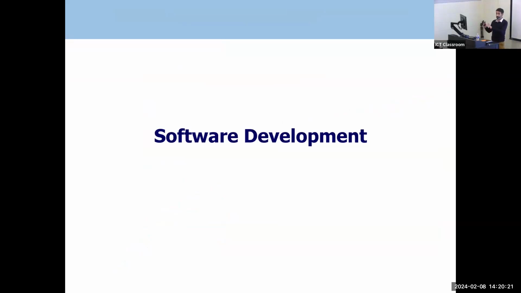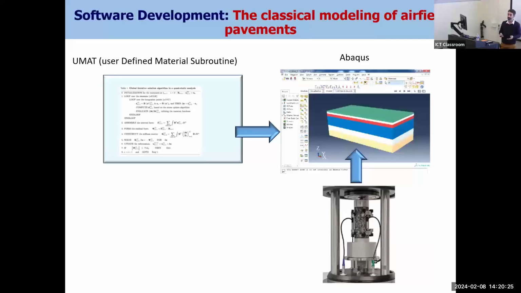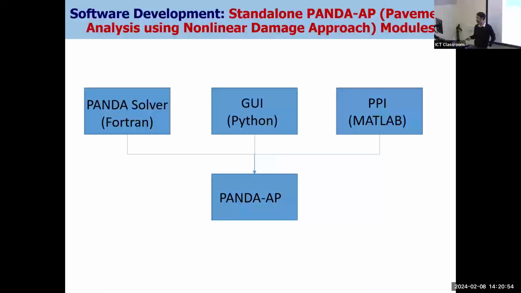And I'm going to stop here for the models and look at the software development. So what I showed you, whatever model that we have, whether it is plastic, viscoplastic, viscoelastic, we used UMAT, a user-defined material subroutine, with Abaqus, and then of course you go to the lab, do the test, analyze the data, get the model parameters, and run your simulation. So you are basically using Abaqus.